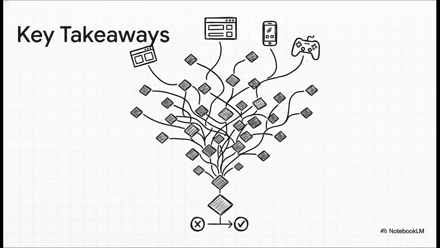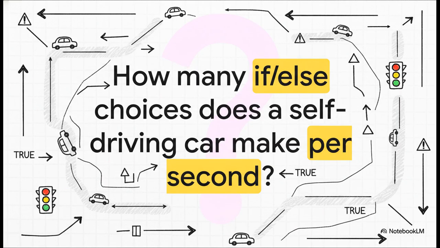All right, so let's wrap this up. What are the key takeaways? First, conditionals like if and else are what give code its brain, its decision-making power. The if statement handles the true path. The else statement provides that crucial alternative path for when it's false. And just remember, these simple, tiny choices are the atoms that build the entire universe of complex software that we use every single day. So I'll leave you with this thought.